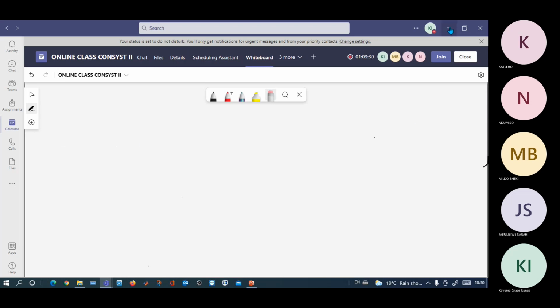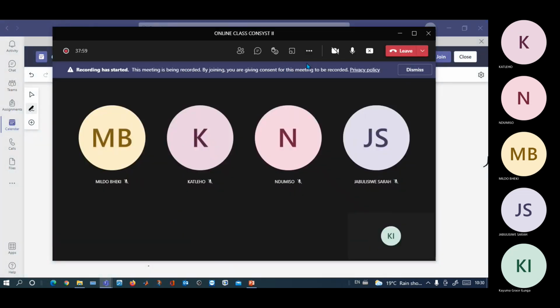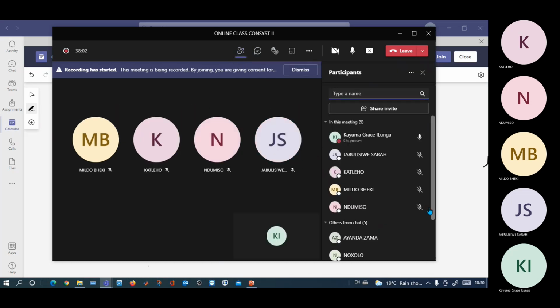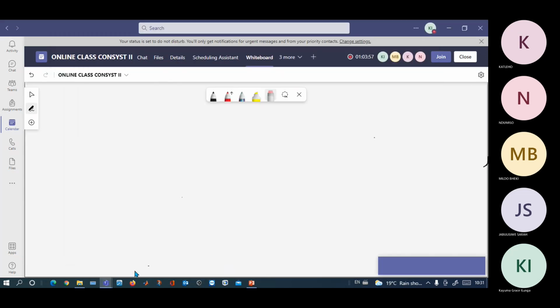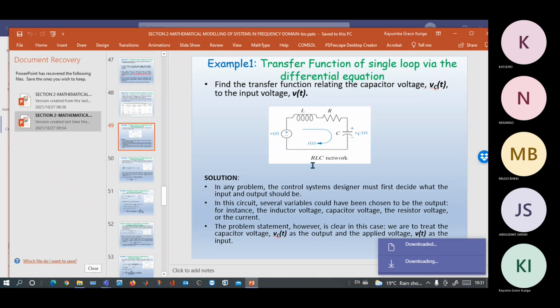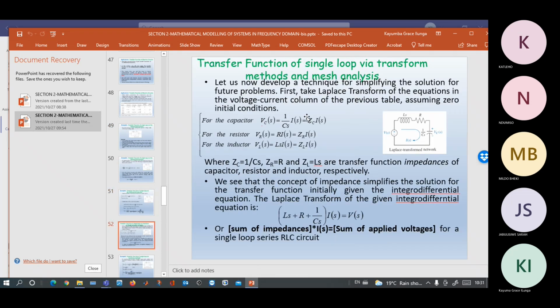Let me just go here. Okay, so let's see what you can do now. We have solved this problem. Now let's go to the problem with two loops. So we have one loop and two loops.